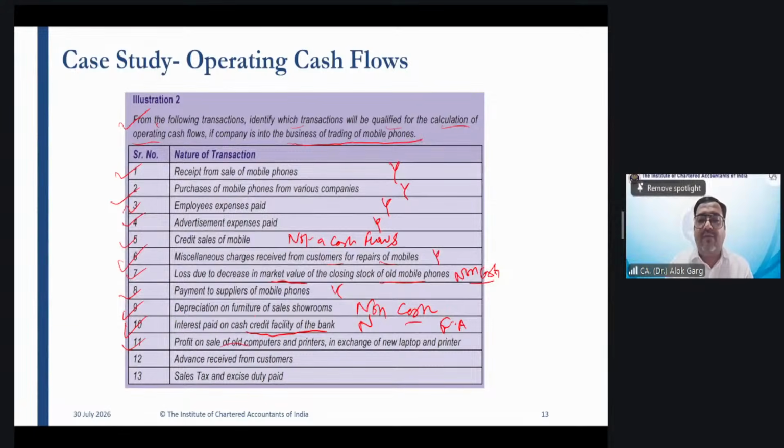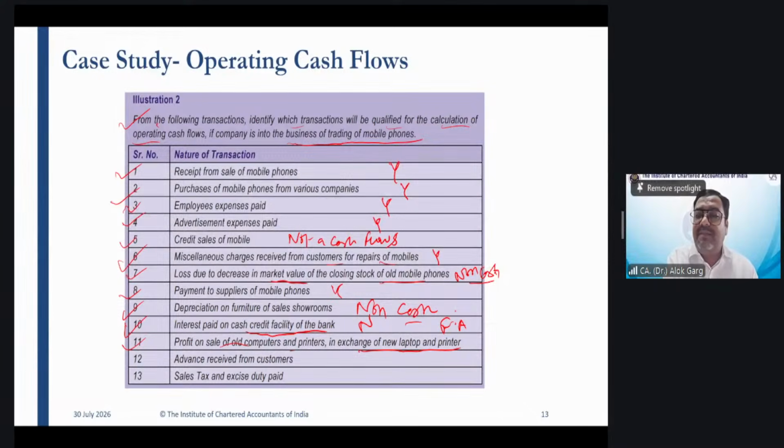Profit on sale of old computer and printer in exchange of new laptop and printer. The company has sold the old computer and printer and received a new laptop and printer. The old computer and printer are worth 10,000 rupees. The new laptop and printer they have exchanged it for are worth 15,000 rupees.